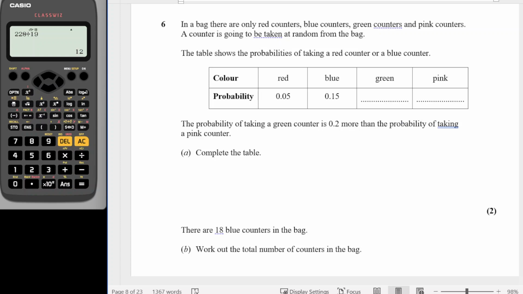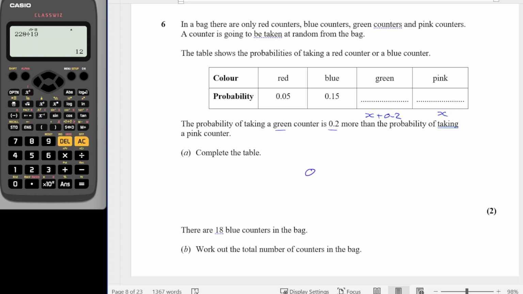So I've just spotted I actually did this wrong on the foundation tier. I got my pink and green the wrong way around. But no major drama. So the probability of picking a green is 0.2 more than the probability of picking a pink. So if I call the pink X, that would be X plus 0.2. And they would all need to add up to 1.